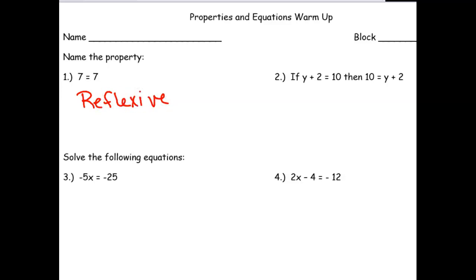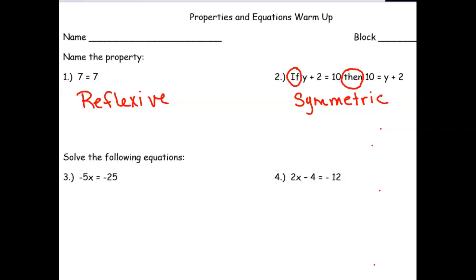If you look at number 2, it says if y plus 2 equals 10, then 10 equals y plus 2. Notice we have an if and a then statement. And if you took this and folded it in half, this would be symmetric. So this is an example of the symmetric property, and that's also a new property this year. It just means we can take what's on one side of the equal sign and flip it with the other side.